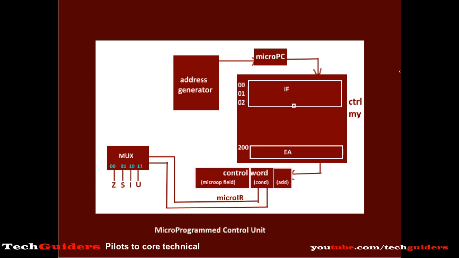Consider this case as an abstract simple example. Our instruction fetch routine is at locations 0001 and 02.